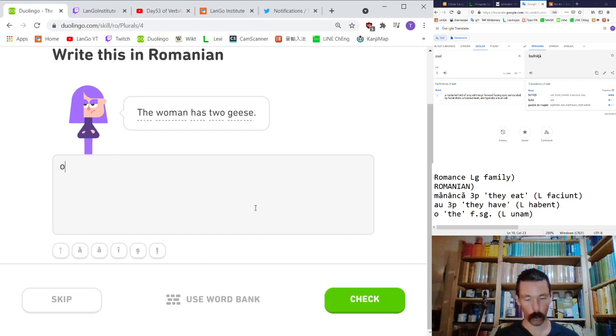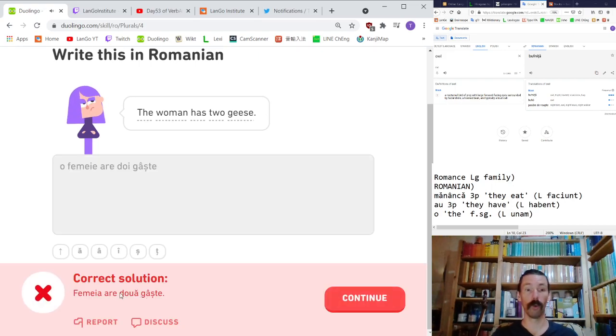The woman has two geese. O femeie are, has, habet. Okay, geese, answer in Latin, gâște, două, feminine, I think. No, I'm going to guess masculine. This goose word looks like it's from Germanic. Gâște, două, gâște. The hatted one. How is it? You know, a sh, and then T. Like geste, kind of, the German word for guests. But it's related to gänse, I think. O femeia, the woman, are, has, doi, I'm guessing masculine plural, două, it's feminine. Okay. Femeia are două gâște.